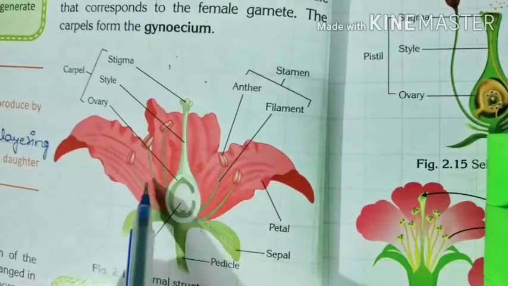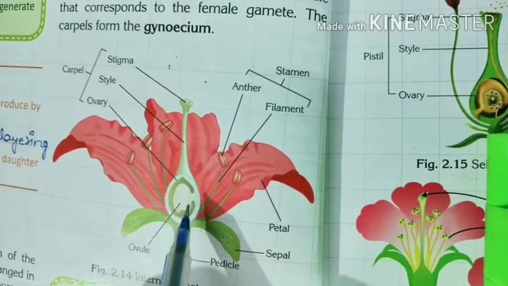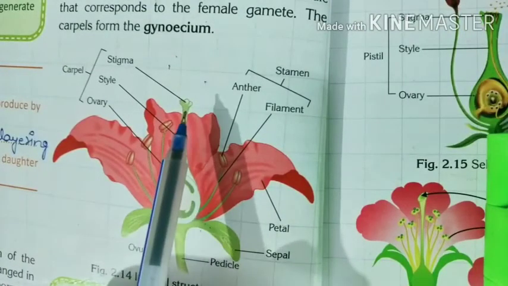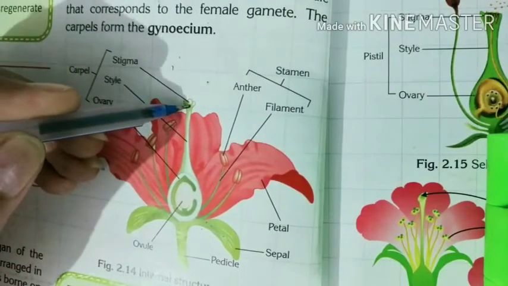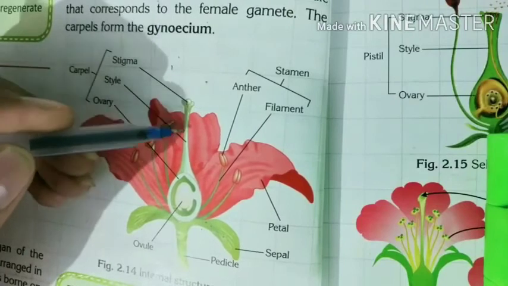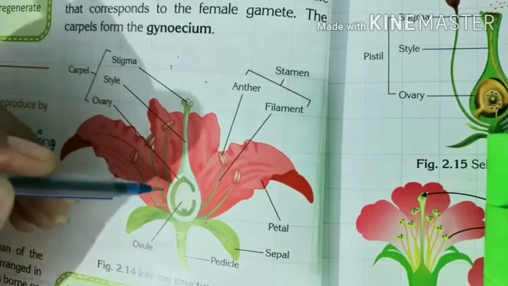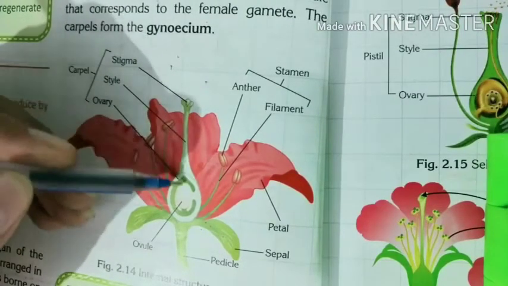Here you can see a structure that is known as the carpel. See, this is the carpel. This is the stigma, this is the style, and this is the ovary. So the carpel represents the female part of the flower.